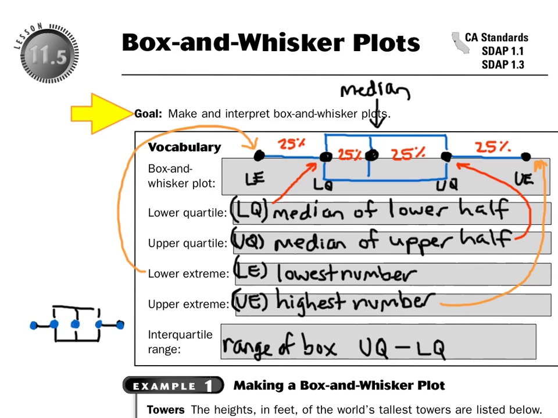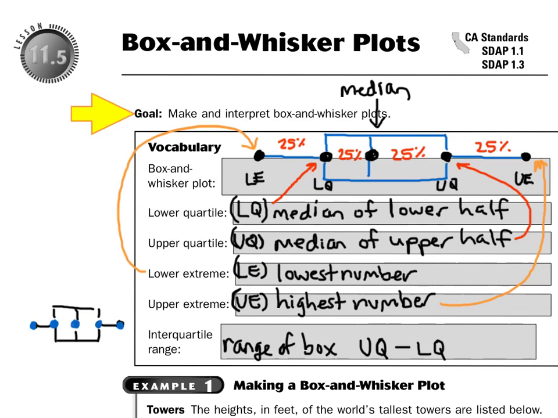Box and Whisker Plots are basically made up of 1, 2, 3, 4, 5 dots, okay? And each one of these dots you're going to have to get from the data. Let me just go in order here. The lower quartile is this dot right here. And that just means that it's going to be the median of the lower half of the data. All right, and the upper quartile is right here, and that's the median of the upper half of the data, so the middle of the upper half.